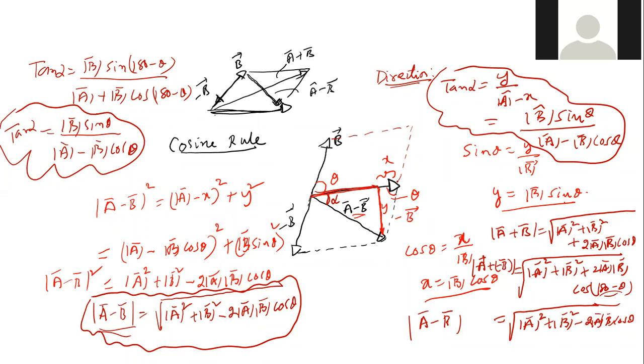Sir, how to find the angle between vector B and A plus B? B vector and A plus B. It will be in that way, sir: theta minus this. What is that? Theta minus alpha. Because anyway, theta was there. So once you have alpha, theta minus alpha will be that angle.